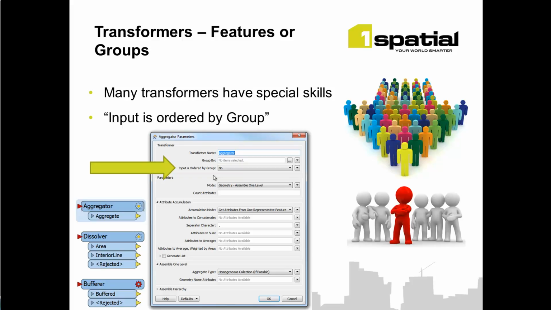1, then 1, then 1, then a 2, and as soon as it gets the one with an ID of 2, it can group all the ones together, release them out of memory, and start working on the groups of 2, and then the group's ID of 3, and so on. And that's much more effective.